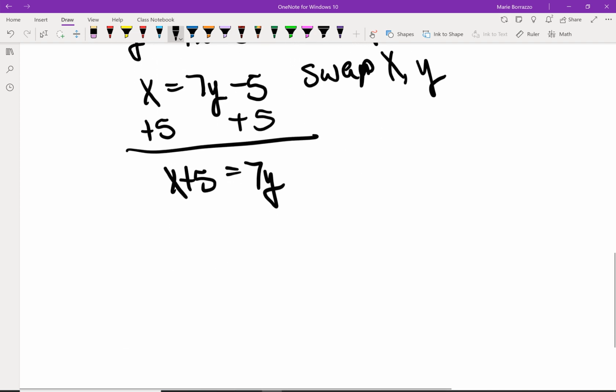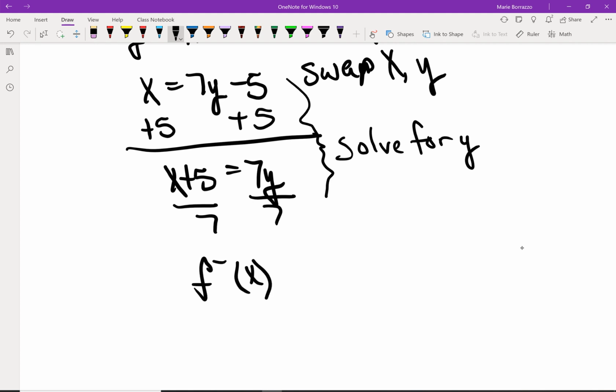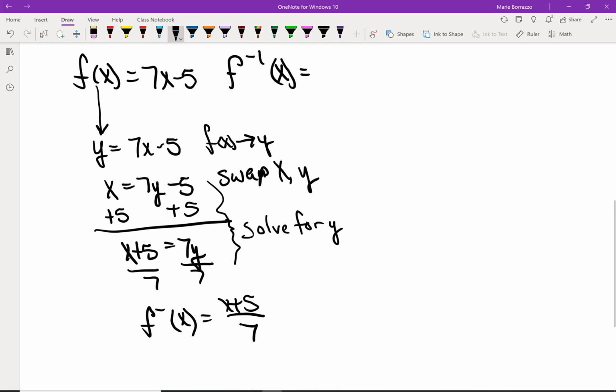And I'm trying to solve for y. So we're going to solve for y, which is what we're doing here. I'm going to divide by 7 on both sides. So f inverse of x for my equation is actually equivalent to x plus 5 over 7. So it's change f of x to y, swap x and y, and then solve for y. It's that simple. All right, so I'm going to leave this here. I'm going to put the try question right next to here.